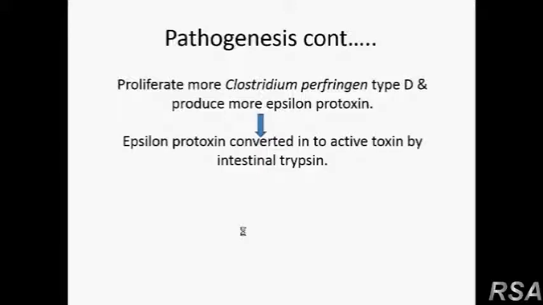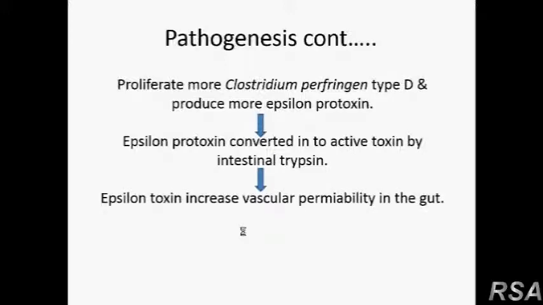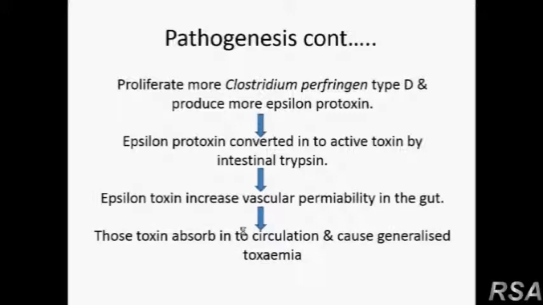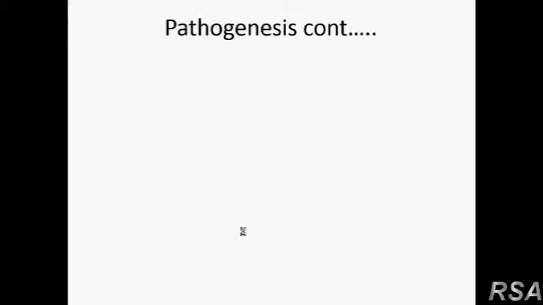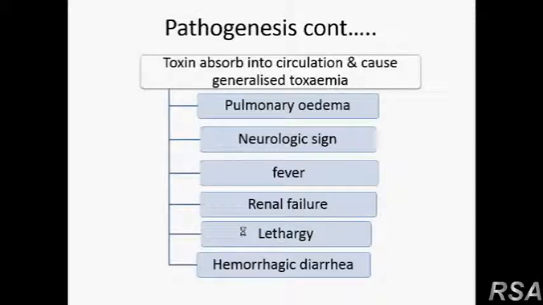Epsilon protein is converted into the active toxin by intestinal trypsin. Epsilon toxin increases vascular permeability in the gut. These toxins are absorbed into circulation and cause generalized toxemia, pulmonary edema, neurologic signs, fever, renal failure, lethargy, and hemorrhagic diarrhea.